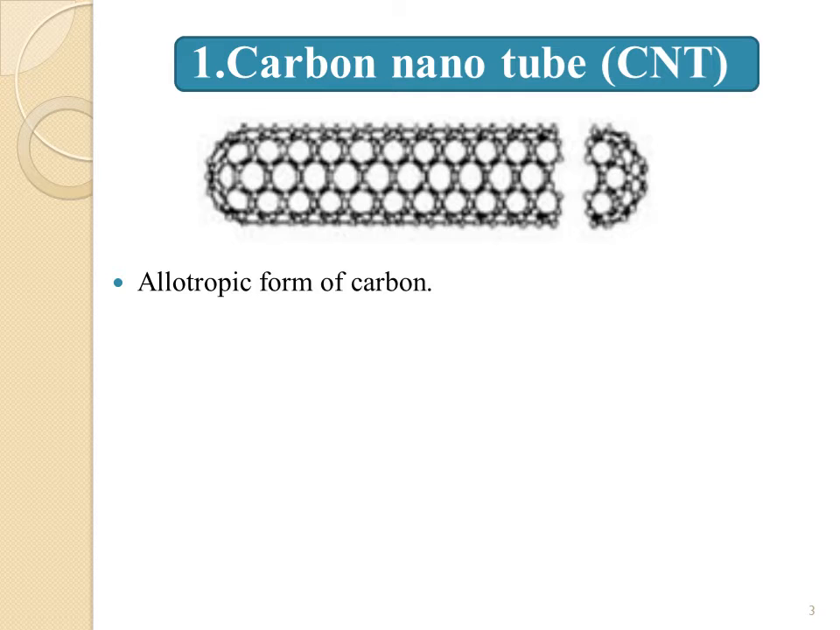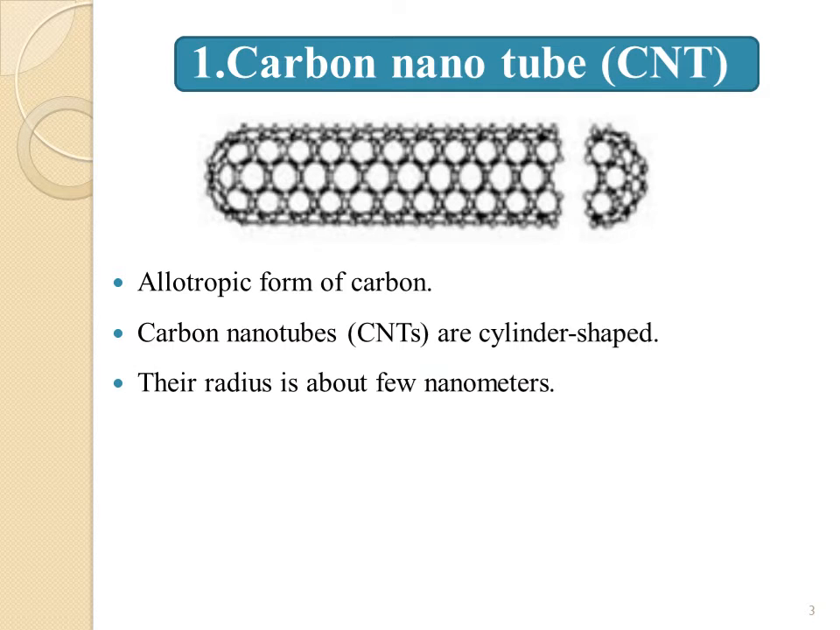Now we know that carbon is found in nature in many allotropic forms, starting from graphite, then diamond and coal, and this is yet another allotropic form of carbon where the arrangement of atoms and molecules is slightly different. As you can see, carbon nanotubes have a cylindrical shape. Its shape looks like a cylinder made up of carbon atoms.